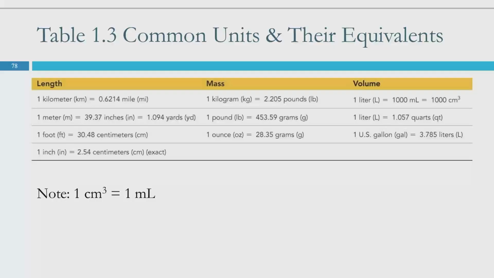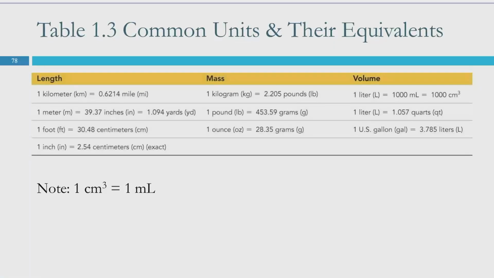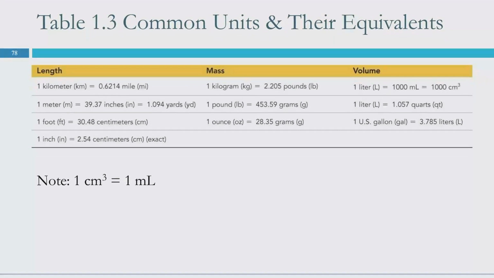All right, some more units. These are some common units and their equivalents. We've got different quantities, so distances of length. 1 kilometer is this many miles. We've got some different values for masses and different values for volumes. Table 1.3 might be something that you go back and reference.